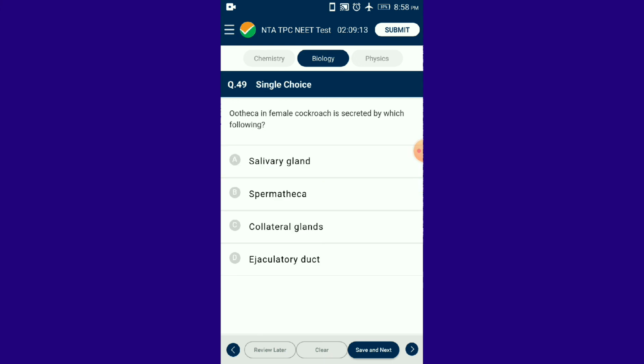Question number 49. Ootheca in female cockroach is secreted by which of the following? A pair of large ovaries is situated on the lateral side of the body. Collateral gland is a branched paired gland. It secretes a type of scleroprotein which forms the ootheca. So the answer is option C, collateral gland.